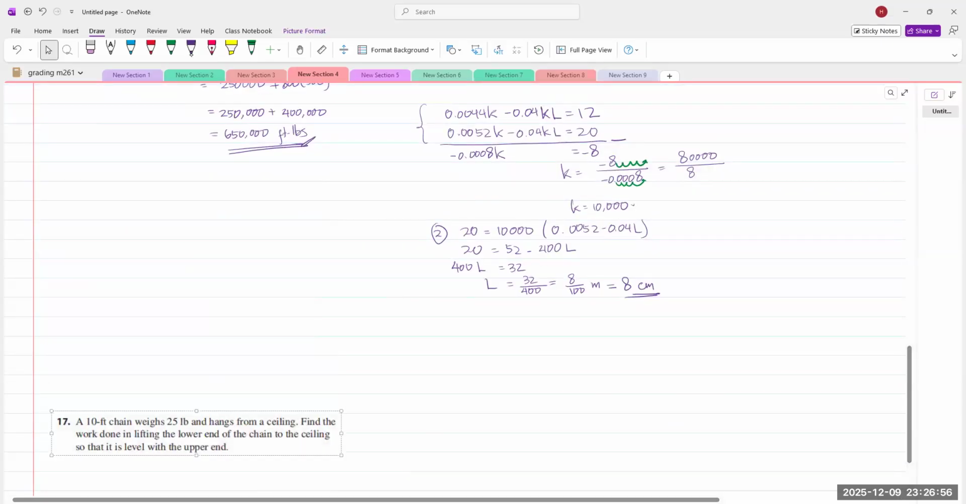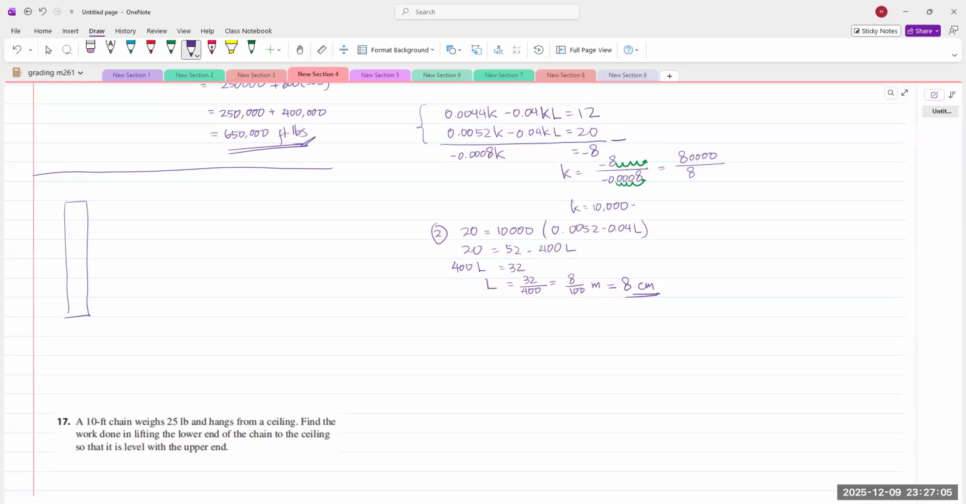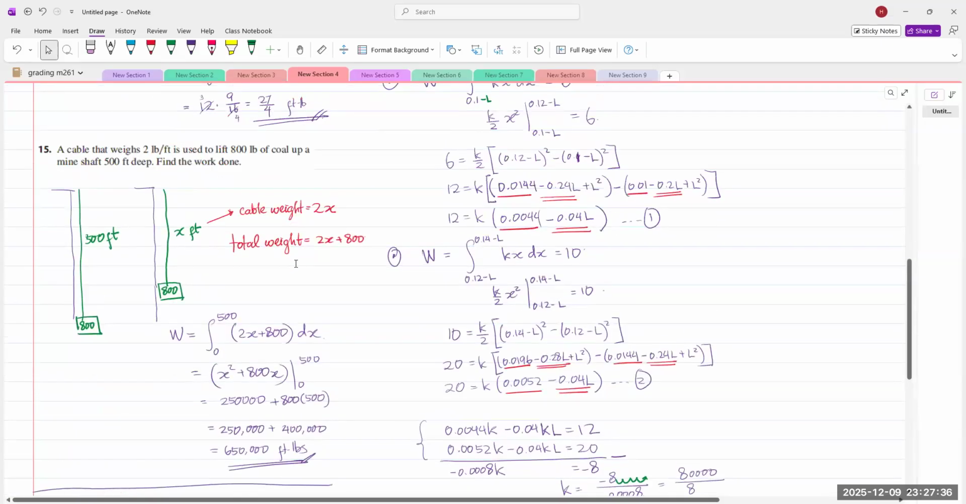Our textbook may do it this way. The way they think may be, okay, this is the building, and then this is the cable. Let's say this is X feet, and then the weight, 800 pounds. The work done is equal to the work done by the cable plus the work done by the weight, which in this case is the coal.